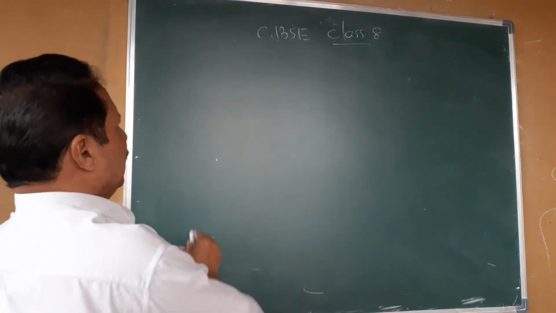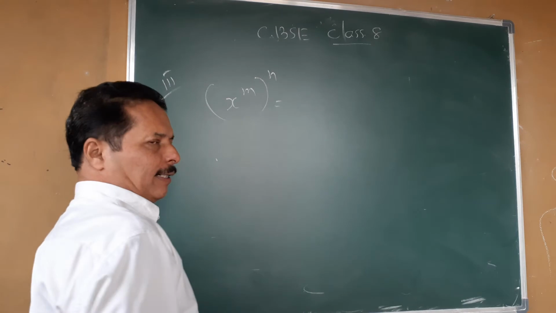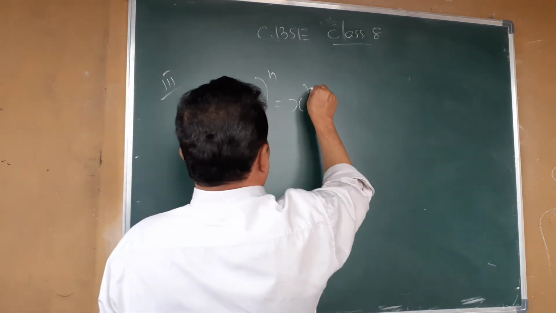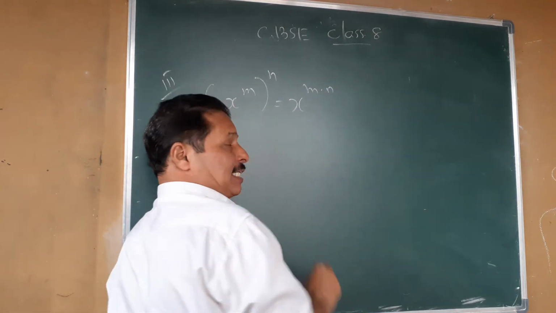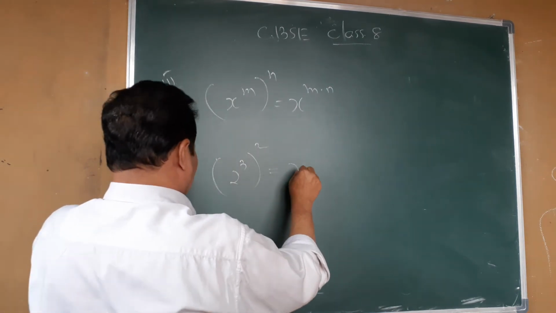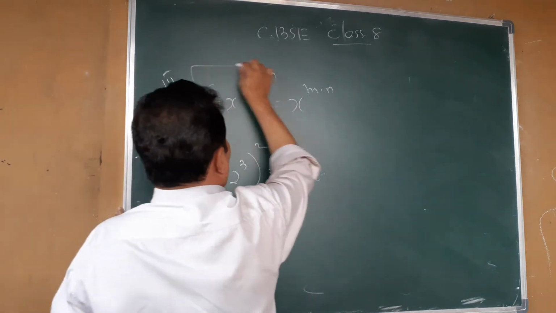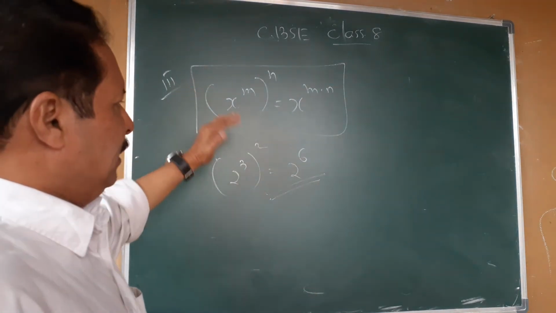Next, number 3, x raised to m whole raised to n. And by law it is x raised to mn. mn means m into n. For example, 2 raised to 3 whole square is 2 raised to 3 into 2, 6. That's by this law. Better you write it and write the example.